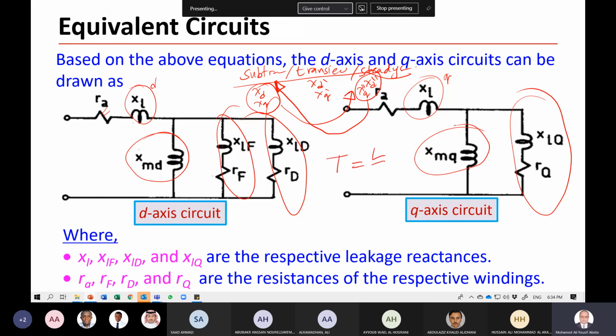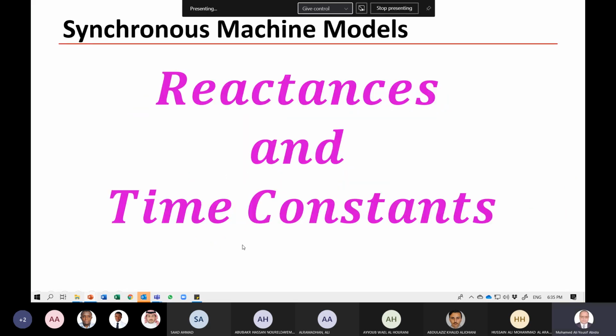You know the time constant in general, if you want to calculate it, becomes L over R, or the time constant T equals X over omega R, since L equals X over omega. So we can find the time constant of the field winding if the armature circuit is open or closed. Several time constants and reactances can be derived based on these circuits, as we will see in a few minutes.